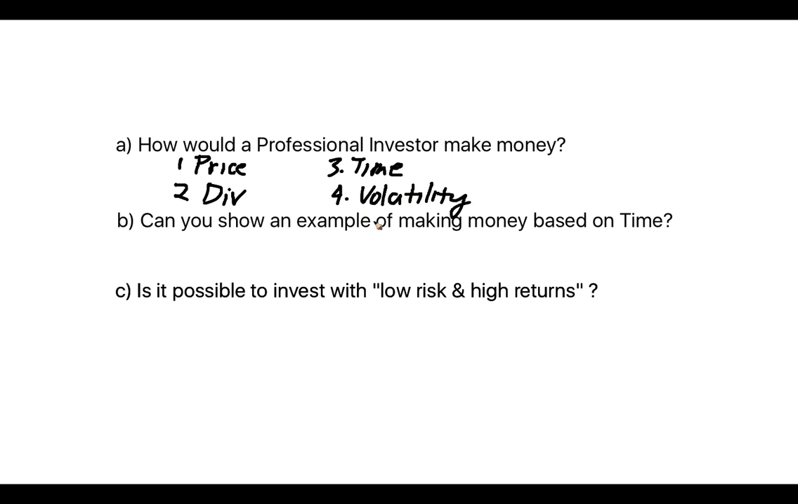Okay, so now, can you show an example of making money based on time? So time here is essentially this one, right? Right here. So they're asking, how do you actually do this? Can you show an example? And the last question is, is it possible to invest with low risk and high returns?